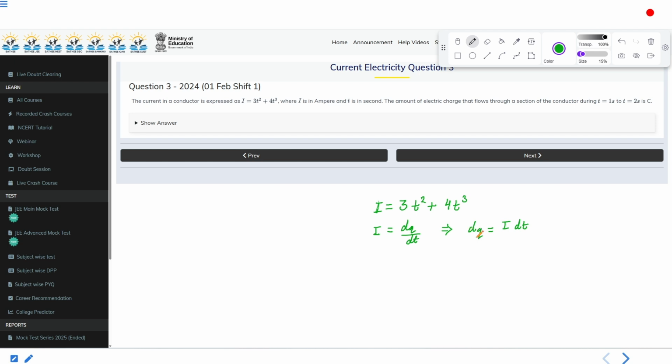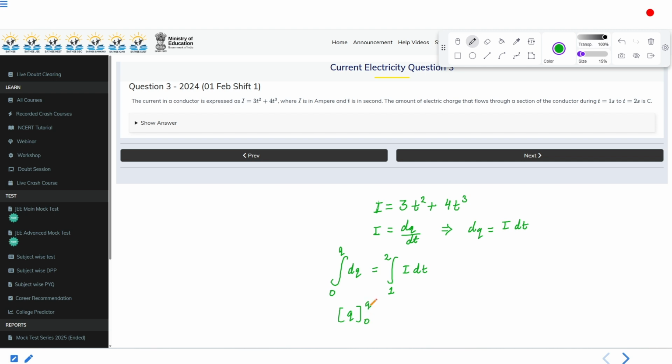So this is a small charge which flows through the area of cross section of the conductor in a small time dt. So we have to find the total amount of charge that flows through a section of cross section during 1 second to 2 second. So we'll integrate both sides. Integrating both sides, dq from 0 to q, where q is the total charge, equals I dt, integrating from 1 second to 2 second.